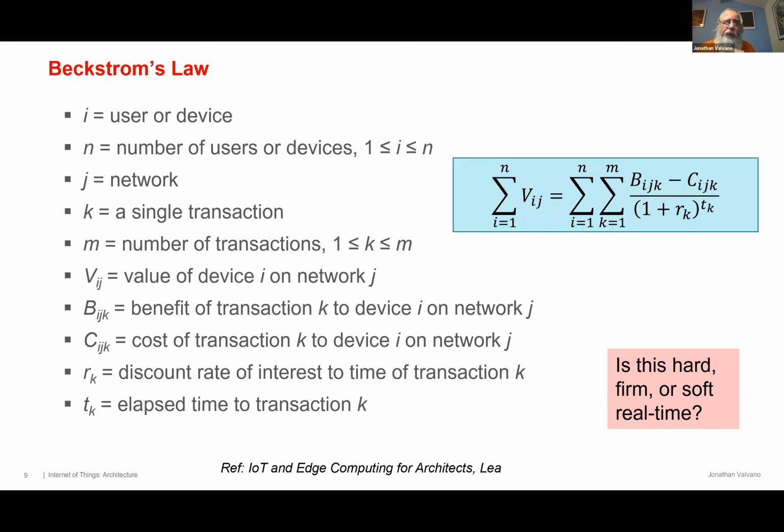And then this one is really complicated. This is obviously, I just copy-pasted this out of the book, Beckstrom's law. But this formula gets a lot easier if you remove the index J. Okay, it's already done. So if you just ignore the letter J here, because J is the network, assuming you have a system of networks, just ignore J for a moment.